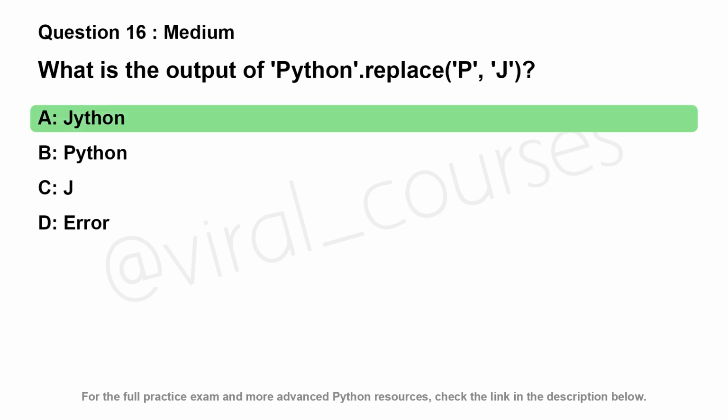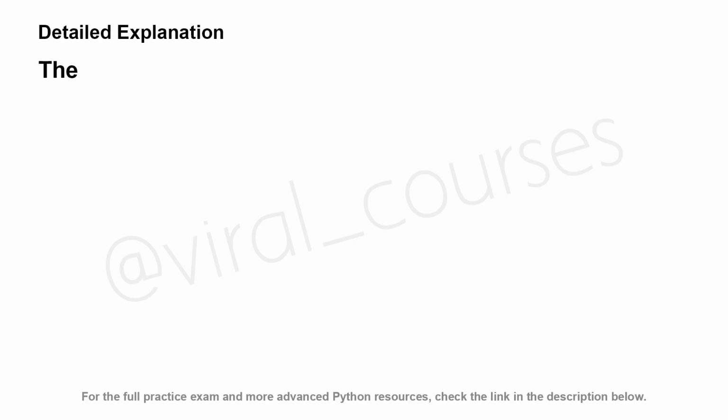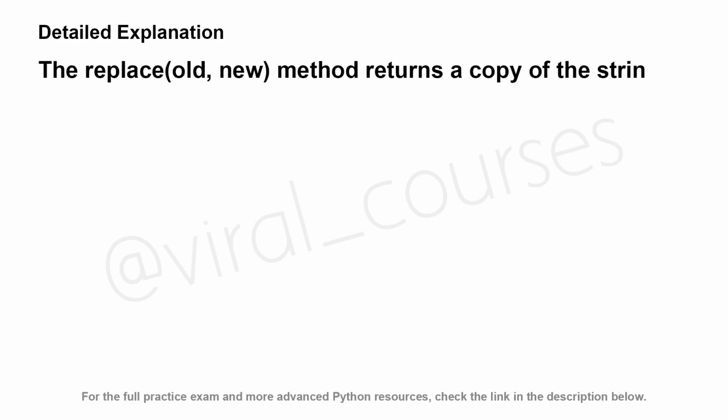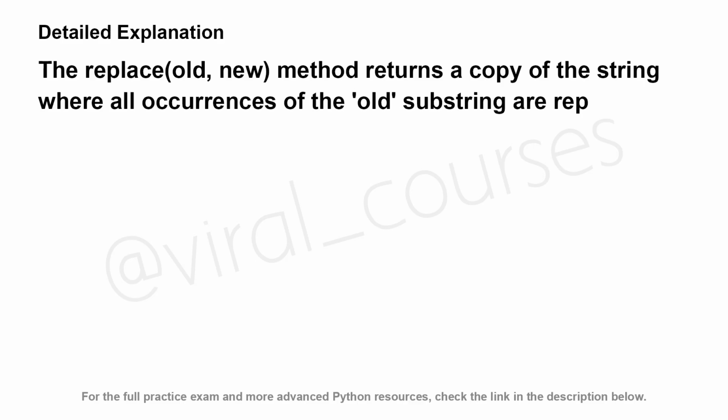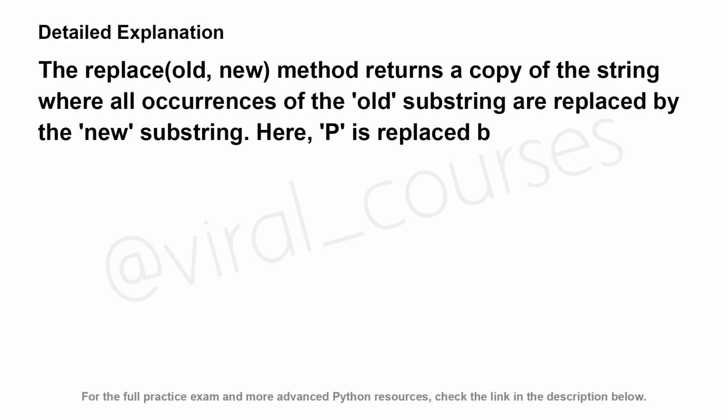The correct answer is A. The replace(old, new) method returns a copy of the string where all occurrences of the old substring are replaced by the new substring. Here, P is replaced by J, resulting in Jython.